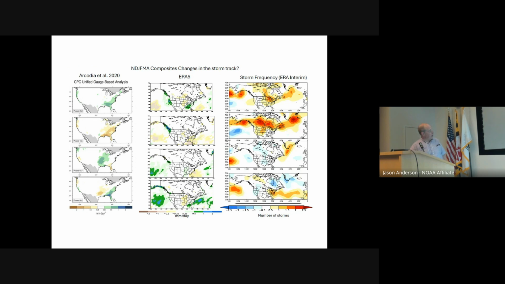And also for phases 8 and 1, you can also see more storms across the eastern US, out across the Atlantic, and that matches this wet area off the East Coast. And by the way, these results are for NDJFMA, which matches what I'm coding.